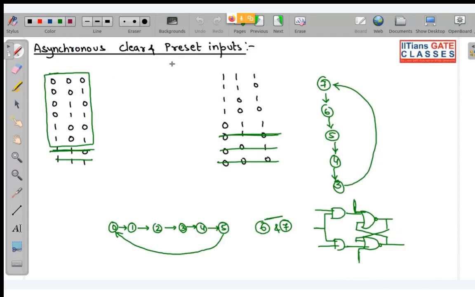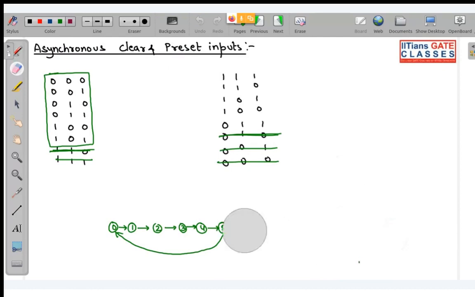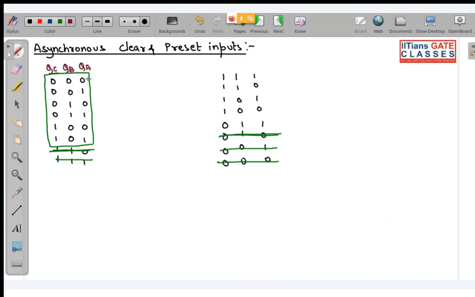So look over here, when we were at this case. This was QC, QB, and QA. So we were counting like this from 0, 0, 0 to 0, 0, 1, then to 0, 1, 0, 0, 1, 1, 1, 0, 0, 1, 0, 1. The next state is what? It is 1, 1, 0. But we want our flip-flop to go to this state. But look over here. After 1, 0, 1, the next natural state is 1, 1, 0.